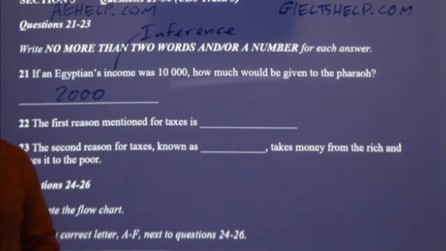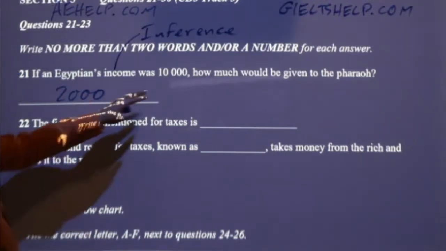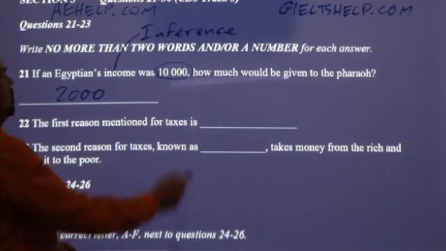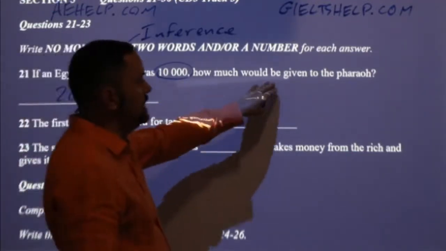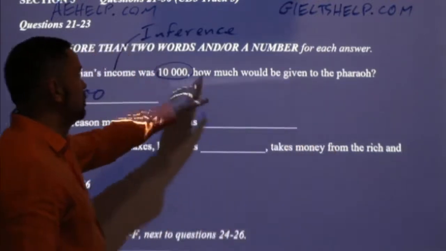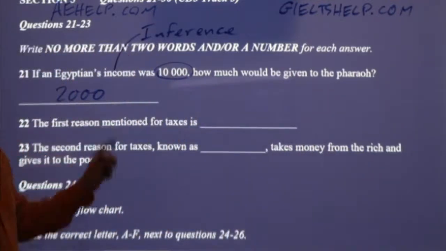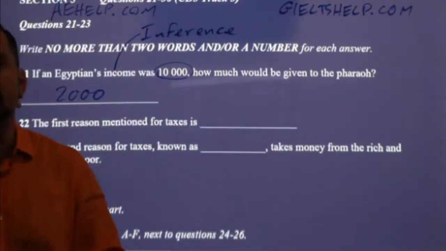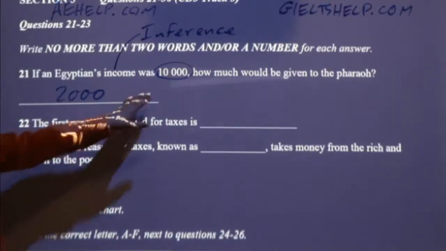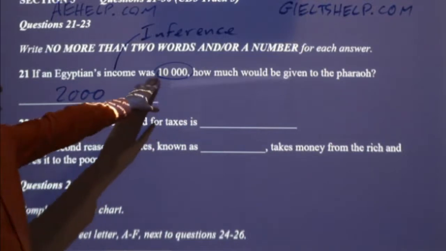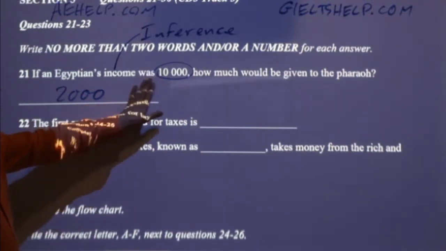Okay. 20%, no, they will probably not take that, okay? Because then you don't need this number. So the question is, if an Egyptian was 10,000, how much would be given to the pharaoh? 20% of 10,000 is 2,000. It's an inference type question, careful, okay? So you have to pay just as much attention to the questions as you do to the audio.